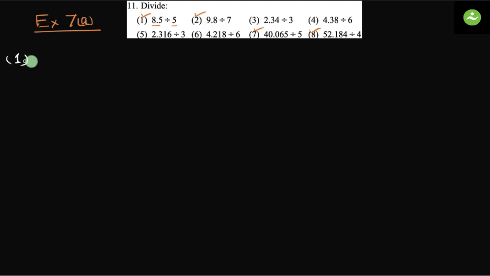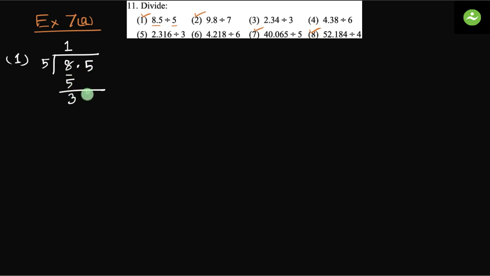Bracket 1. The dividend is 8.5 and the divisor is 5. So first we take one digit. Can we divide? Yes, it divides. 5 into 8 is 1. So 5 into 1 is 5. So now deduct. If we deduct 5 from 8, it is 3.